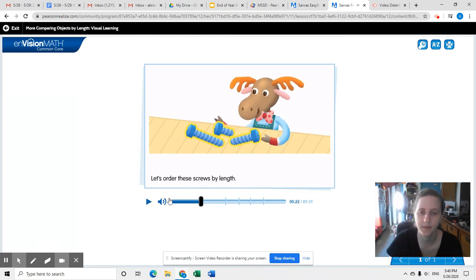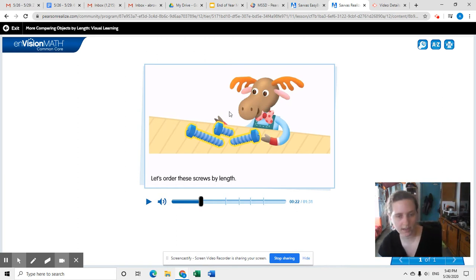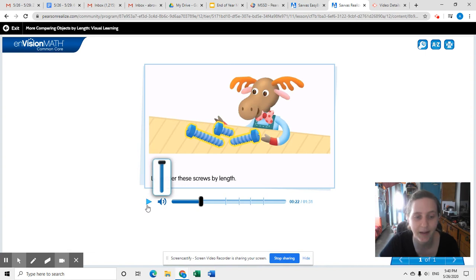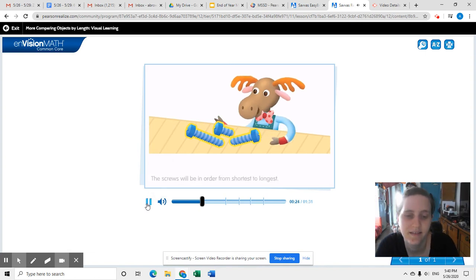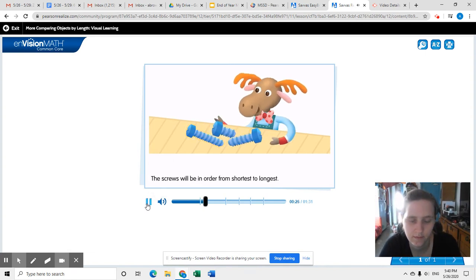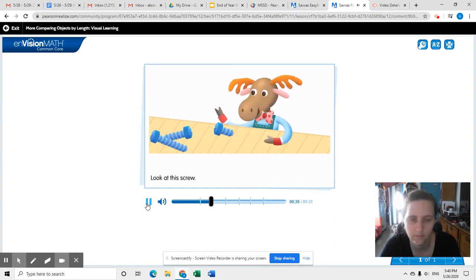All right, so when you put them in order by length, you have to line them up and find out which one's the shortest first and which one's the longest, and then you can put them in order. Let's see it happen. The screws will be in order from shortest to longest. Look at this screw. It is the shortest.